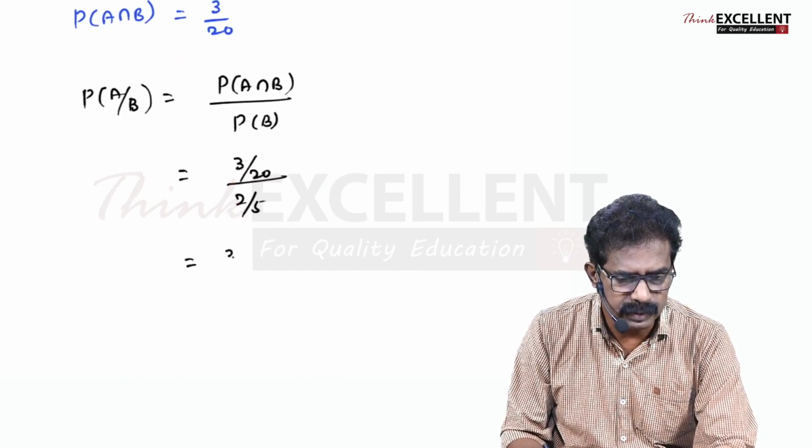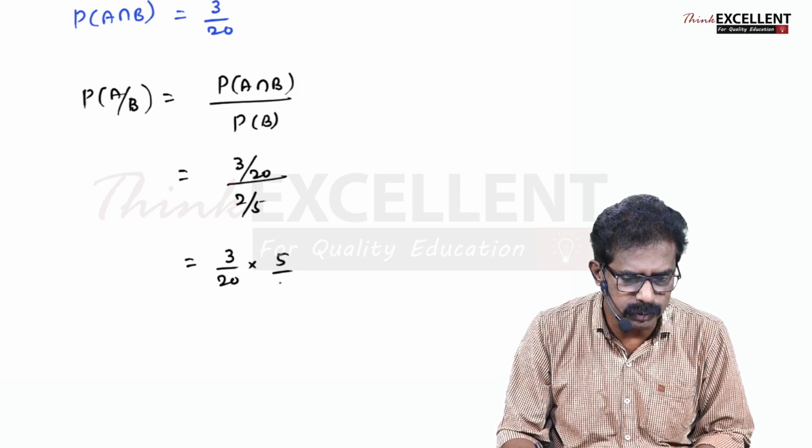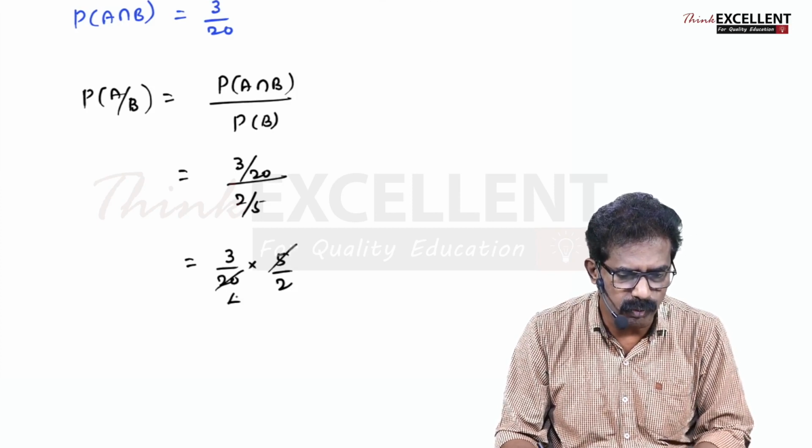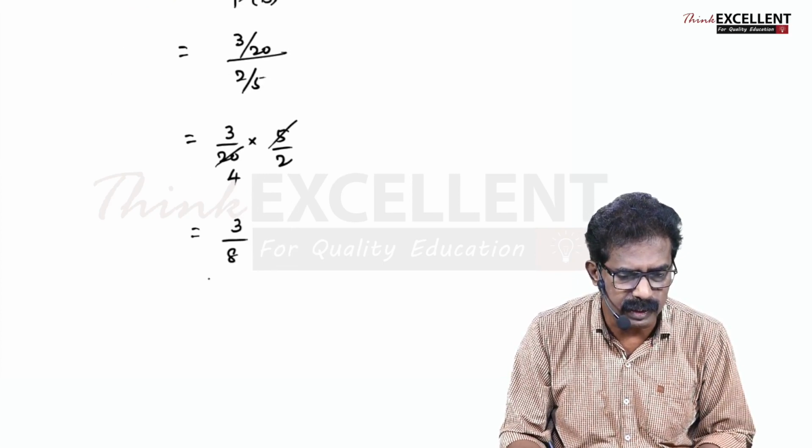So you can write 3 by 20 into, write the reciprocal, 5 by 2. 5 and 20 you cancel, 4, right? So your final answer is 3 by 4 2s are 8.